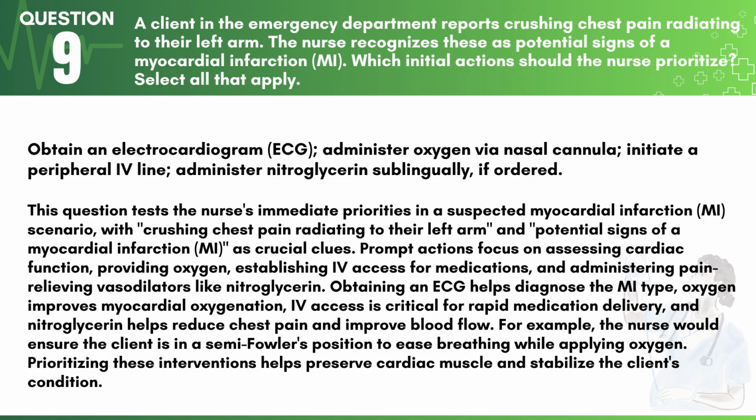As crucial clues, prompt actions focus on assessing cardiac function, providing oxygen, establishing access for medications, and administering pain-relieving vasodilators like nitroglycerin. Obtaining an ECG helps diagnose the MI type. Oxygen improves myocardial oxygenation, IV access is critical for rapid medication delivery, and nitroglycerin helps reduce chest pain and improve blood flow. For example, the nurse would ensure the client is in a semi-Fowler's position to ease breathing while applying oxygen. Prioritizing these interventions helps preserve cardiac muscle and stabilize the client's condition.